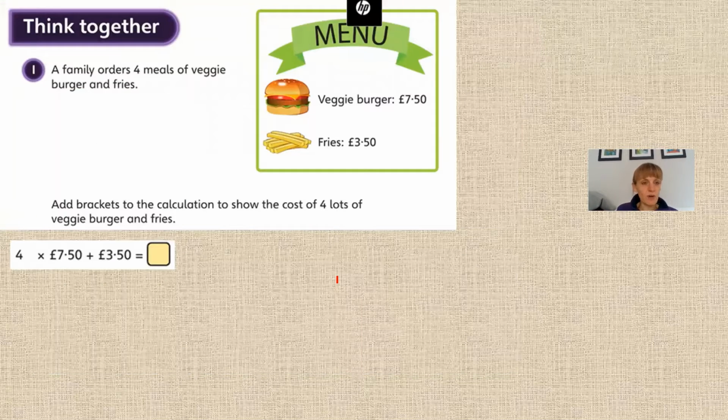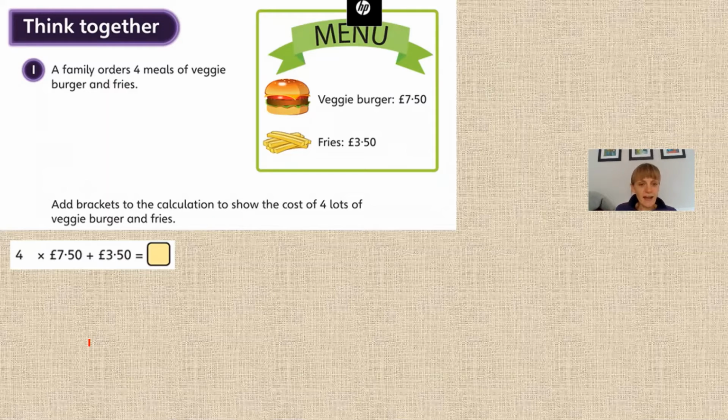Let's have a look at a different one. Here, we're now going out to a restaurant. Oh, that would be a treat. We're going to look at the menu, and we've got some veggie burgers for £7.50 each and some fries for £3.50 each. Now a family orders 4 meals of veggie burgers and fries. That means they want to have 4 veggie burgers and 4 lots of fries.